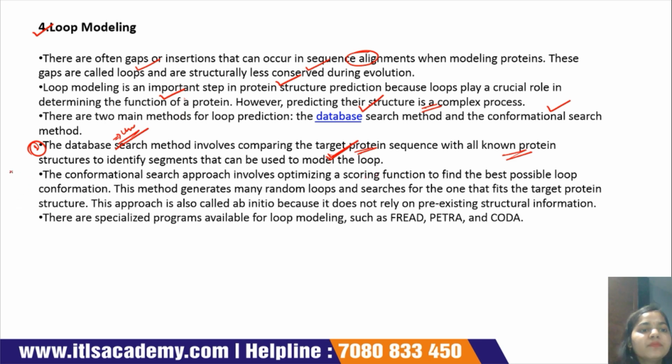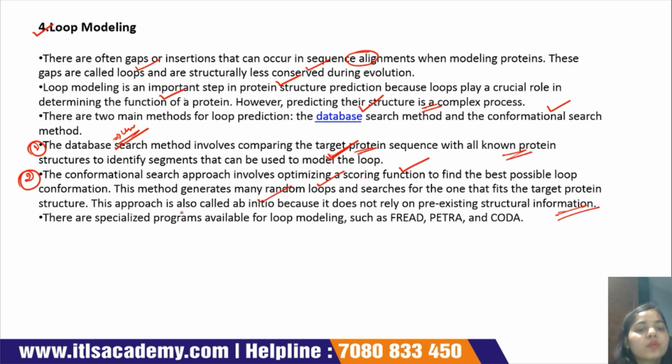Next method is conformational search. The conformational search approach involves optimizing a scoring function to find the best possible loop conformation. This method generates many random loops, searching for one that fits the target protein structure. This approach is also called ab initio because it does not rely on pre-existing protein structural information.